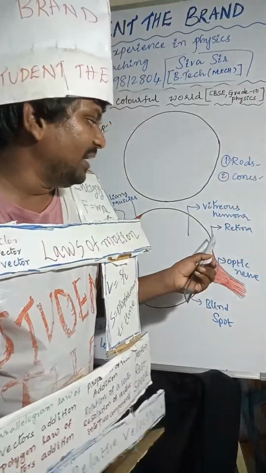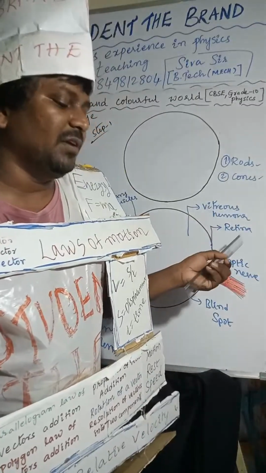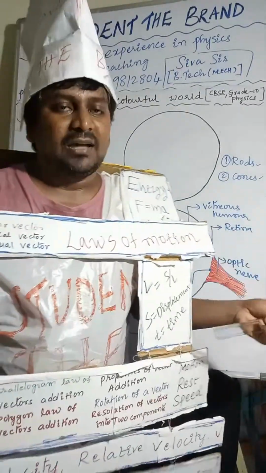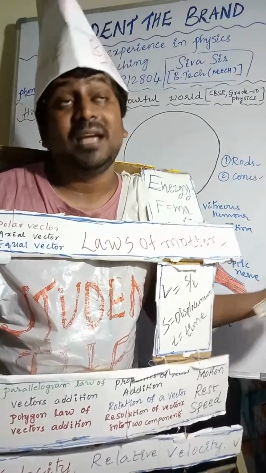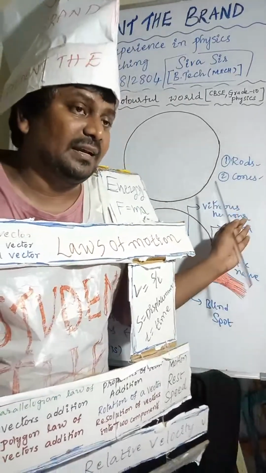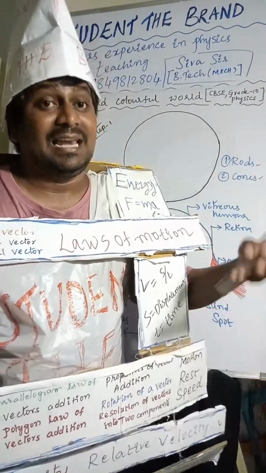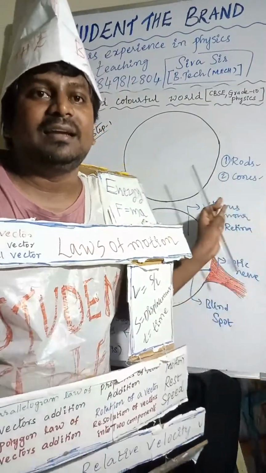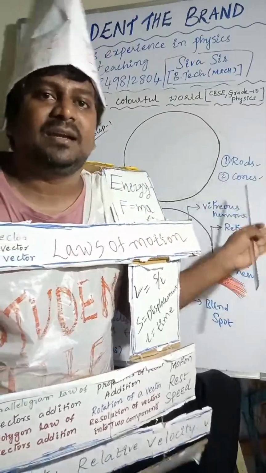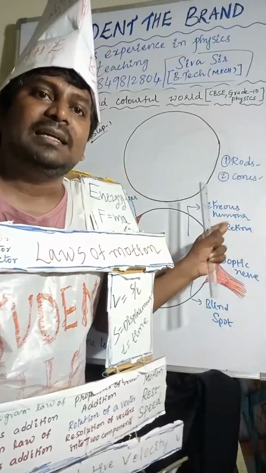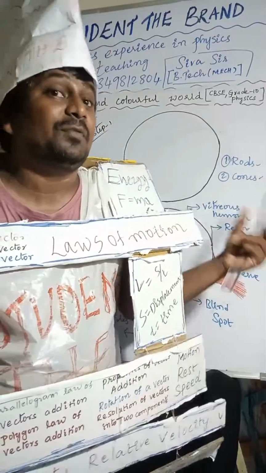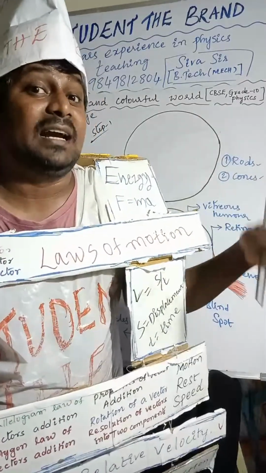Whatever image is forming on the retina will be converted into electrical signals, electrical impulses. At the retina, an image will form because those light rays are intersecting. What type of image will form? Real and inverted.